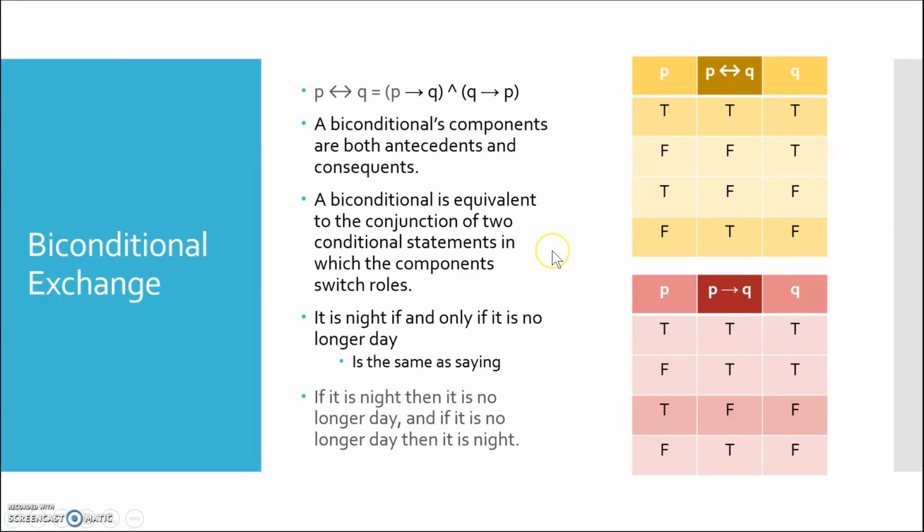Next, we have the biconditional exchange. The biconditional exchange states if we have a statement that says P if and only if Q, that's the same thing as saying if P then Q and if Q then P. A biconditional's components are both antecedents and consequents. A biconditional is equivalent to the conjunction of two conditional statements in which the components switch roles.